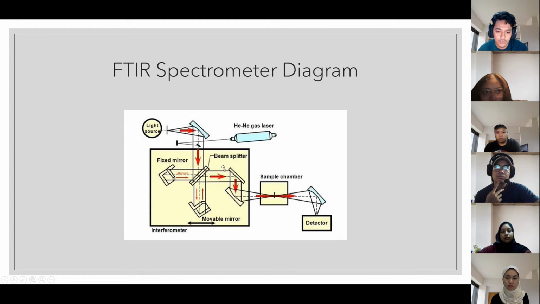The beam splitter divides the beam and transmits half of the incoming radiation to the fixed mirror and the other half to the movable mirror. Upon reflection from the fixed and movable mirrors, the light is recombined at the beam splitter. The recombined radiation is then directed through the sample and focused onto the detector, which is a pyroelectric detector. When the path difference is 0, all the spectral components are in phase and the output is at maximum.